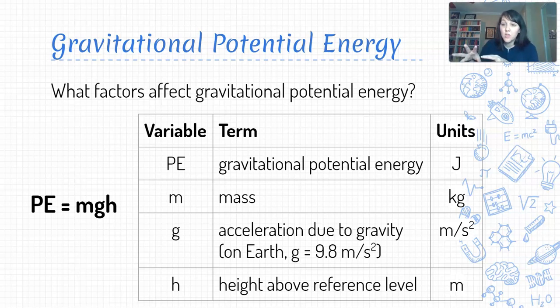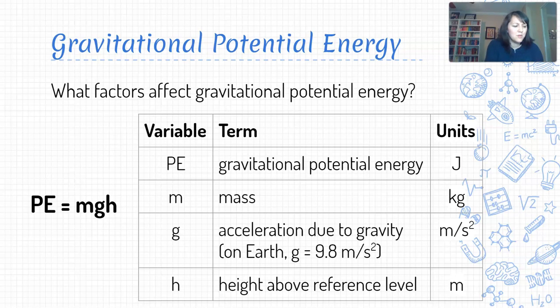to the mass of the object multiplied by the pull of gravity, that gravitational acceleration, which here on Earth is 9.8 meters per second squared. But if you were to move to a different planet or the moon or something like that, there would be a different amount of energy that's stored up in that gravitational field based on how strong that field is. And again, we're going to dive more into that a little bit later. And then we multiply, so mass times gravitational acceleration times the height above our reference level.